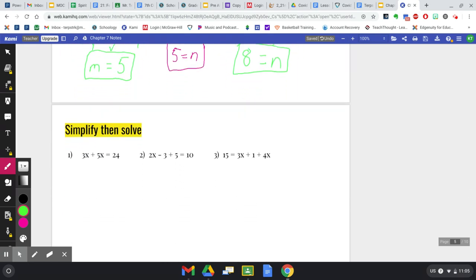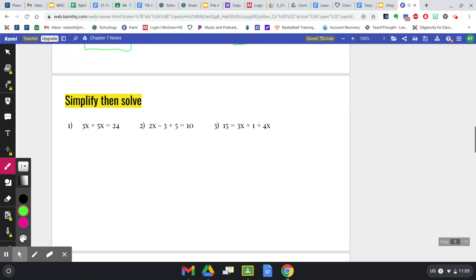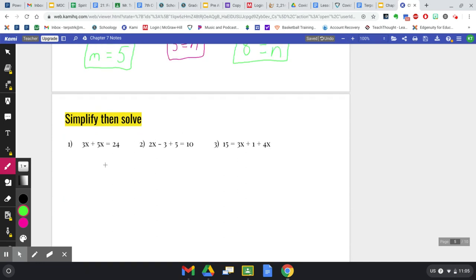And then we also had simplify and then solve. Meaning if I look at my equations here, I have 2 variable terms on the left side, just my number on the right. So if they're the same term, 3x and 5x will give me 8x. So I want to simplify that first. Now I want to solve.